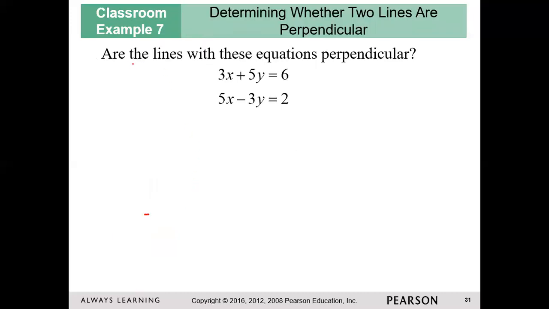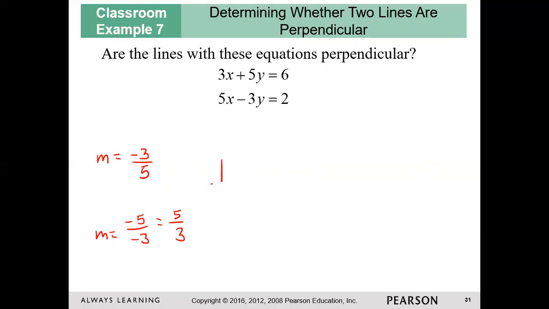All right, so let's figure out, are the lines with these equations perpendicular? Okay, so I'm going to use my shortcut to figure out what these slopes are. So m is equal to the opposite of a over b, and then the other one is going to be the opposite of a over b, which is going to give you 5/3. So these are, in fact, opposites. One's negative and one's positive, and they are reciprocals. 3/5 and 5/3. They are reciprocals.